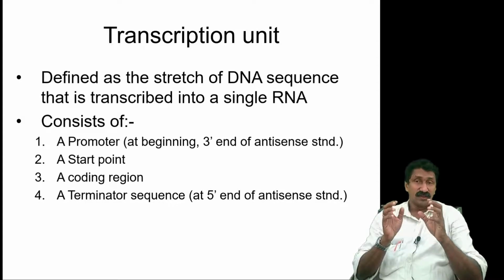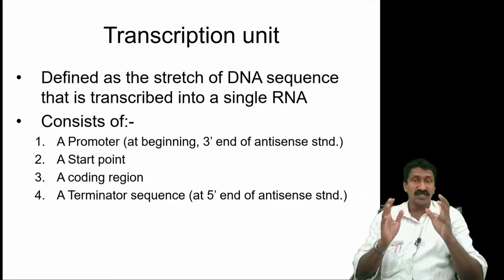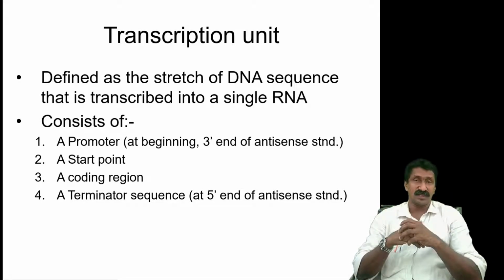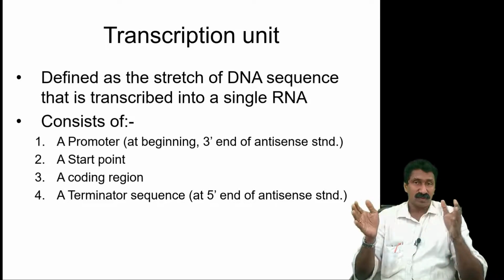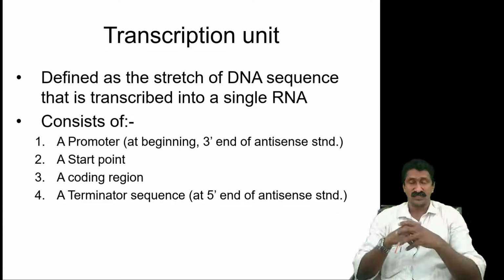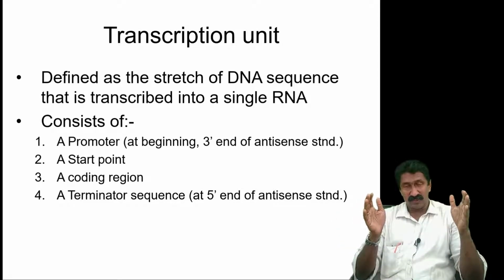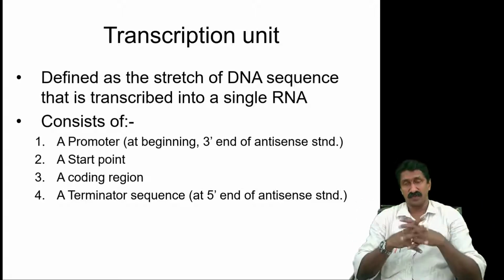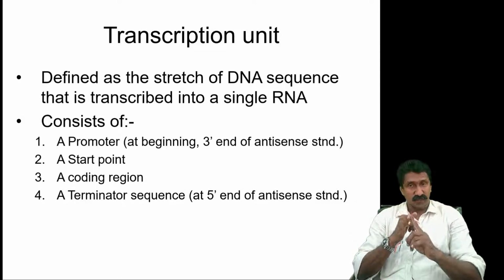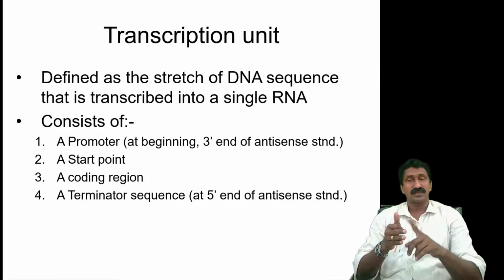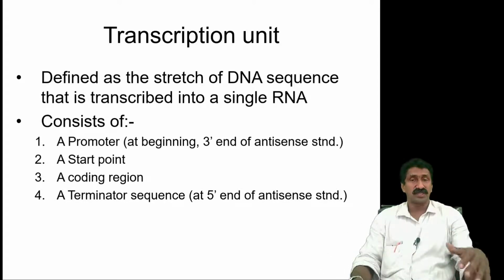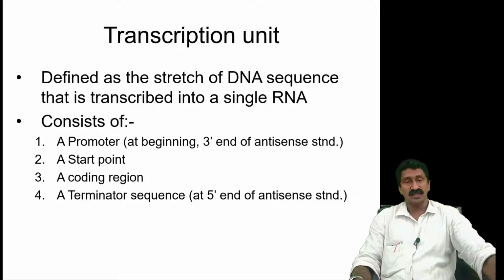So we have 4 different regions present in the transcription unit, the region to be copied during the transcription process. The first one is the promoter region. The second part is the start point. The third one is the coding region, and the final one is the terminator sequence, which is present near the 5' end of the antisense strand.